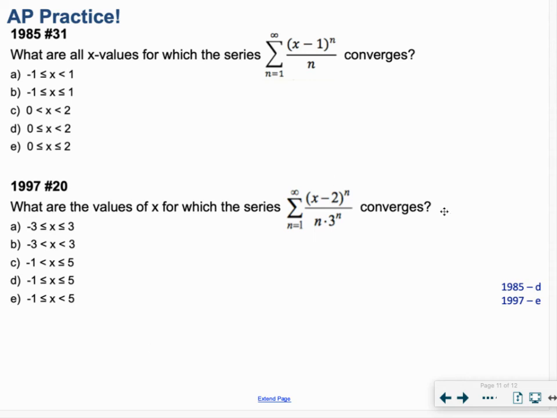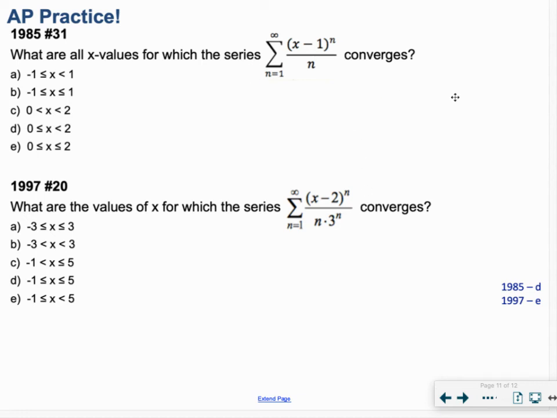One last little page. Oh, shoot, the answers are showing right there. Well, that's okay. So now we know the answer going in. A couple of multiple choice problems. So for what values does this series converge? And for what values does this series converge?